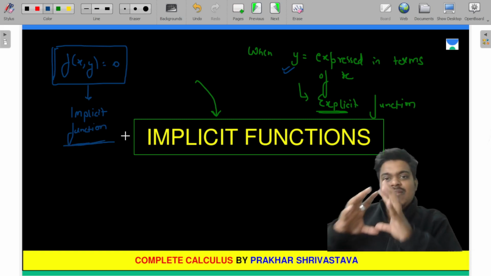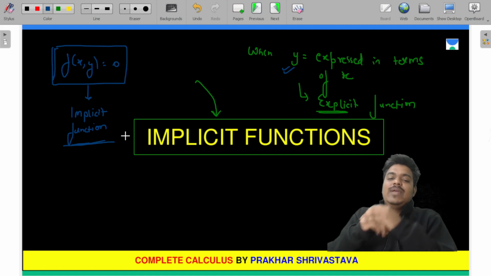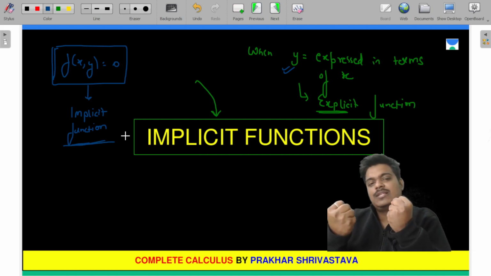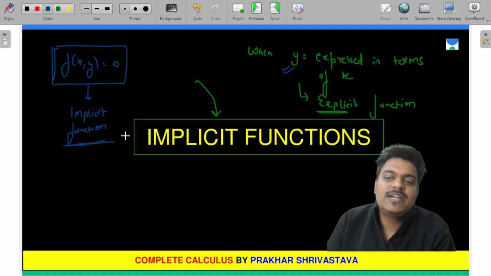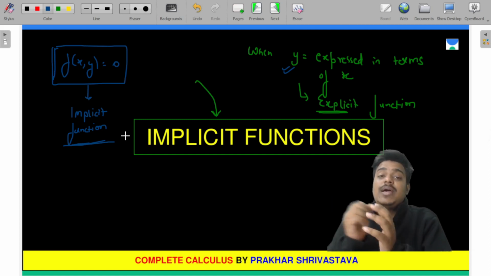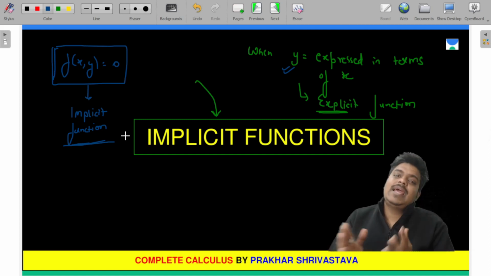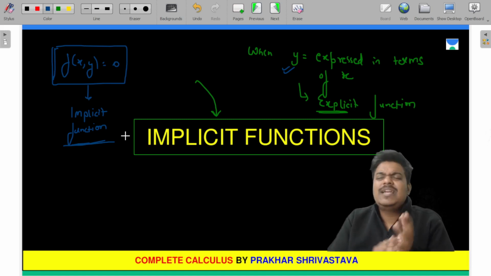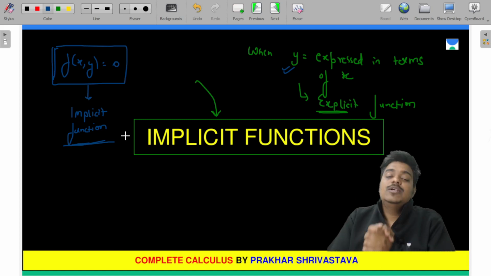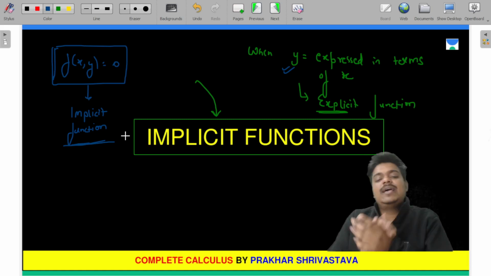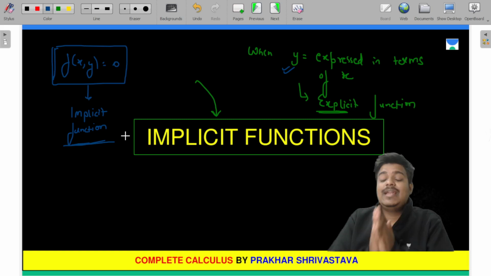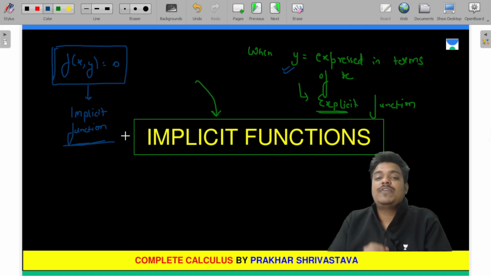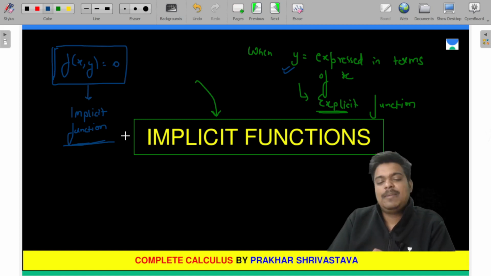Okay. So when y is equal to x square sin x, when y is on one side and x is on the other side, this is what you mean by explicit function. That is, y is clearly mentioned in terms of x, but many a time it is not possible to separate y and x, and if you separate also, it becomes very complex and very difficult. So if f of x comma y is equal to 0, with f of x comma y on one side, and you cannot separate it to y equal to f of x, then such functions are known as implicit functions.